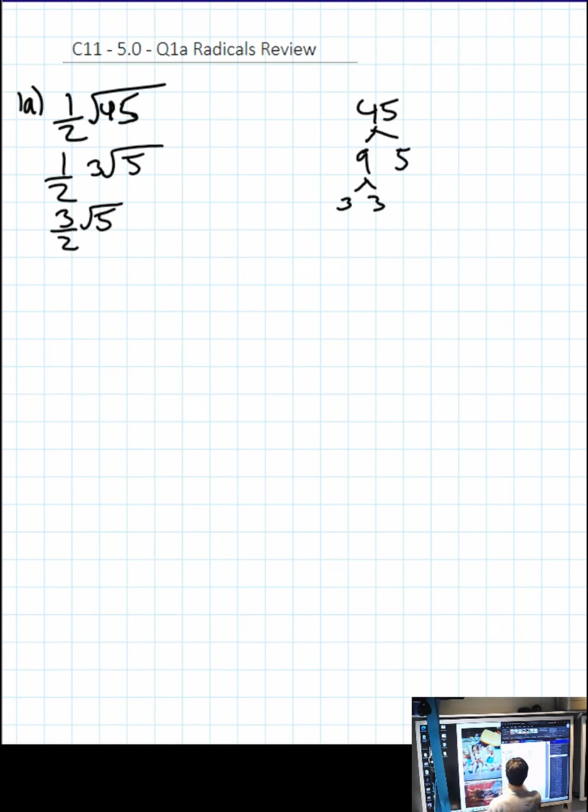Let's circle our answer. So now we're going to check our answer. We're going to type the question into the calculator. So if I type in 1/2 square root 45, near the question, equals 3.35. And then if I type in the answer, 3 over 2 square root 5, I get the same answer, equals 3.35, check mark.